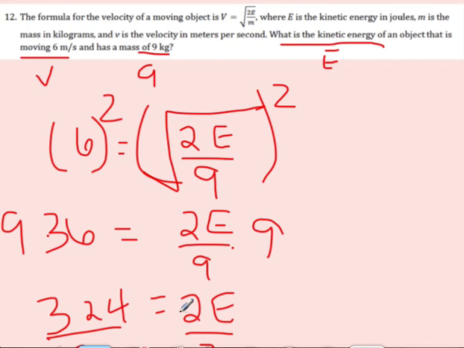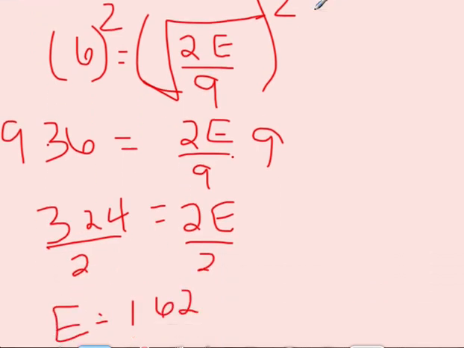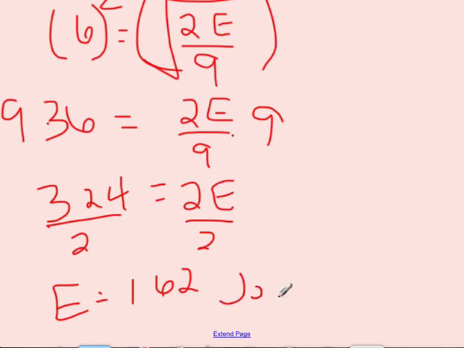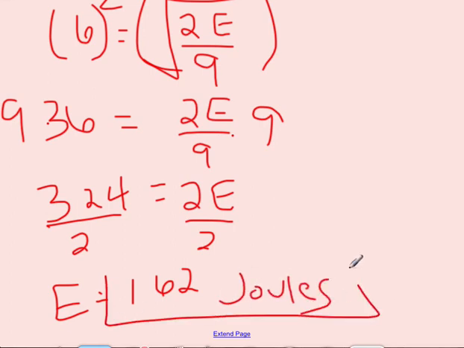Now I don't remember what my label is. So when I'm talking about kinetic energy, it says that kinetic energy is in joules. So my label for that 162 is going to be joules. So that's your final answer.